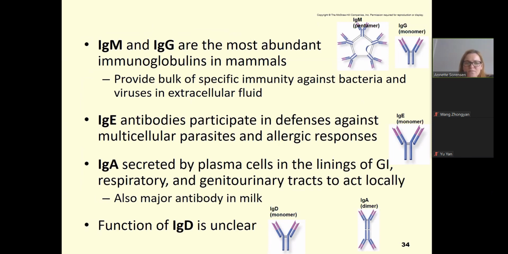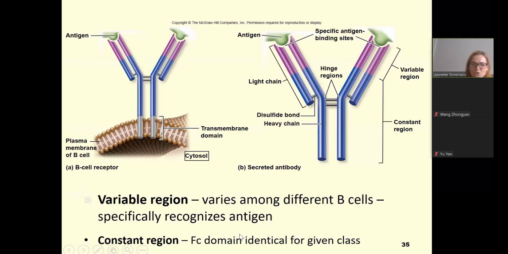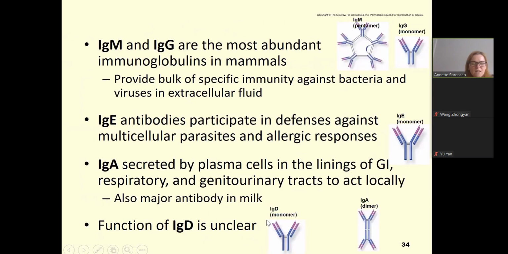IgA is secreted by plasma cells in the lining of the gastrointestinal tract, the respiratory tract, and the urinary tract, so it acts very locally. It's also one of the major antibodies found in milk, so it can be secreted in breast milk. IgA is a dimer, as you can see down here. Finally, IgD, shown down here, is a monomer. The function of IgD is much more unclear.